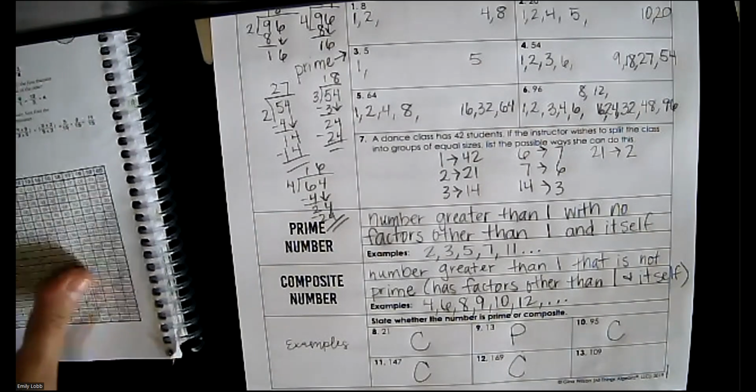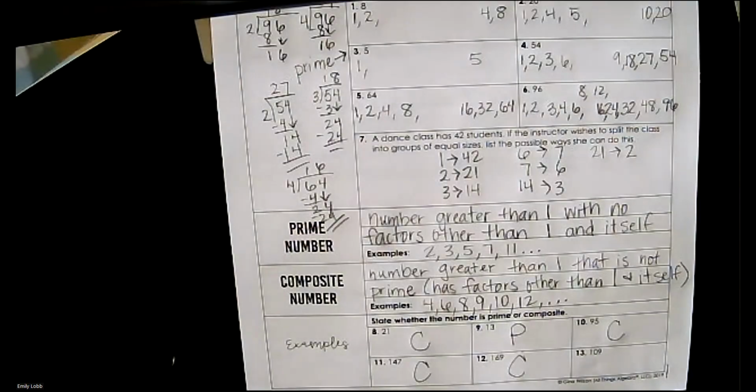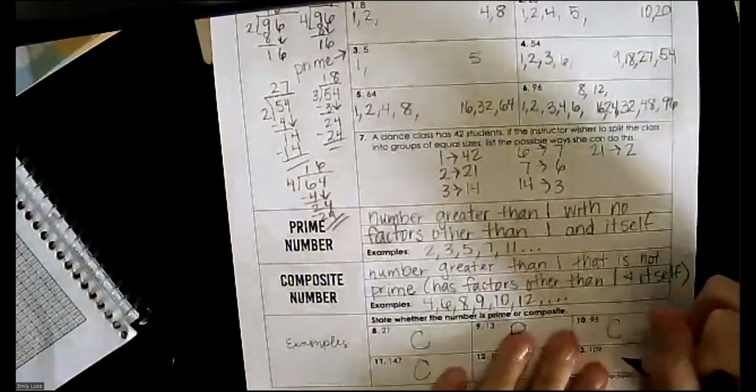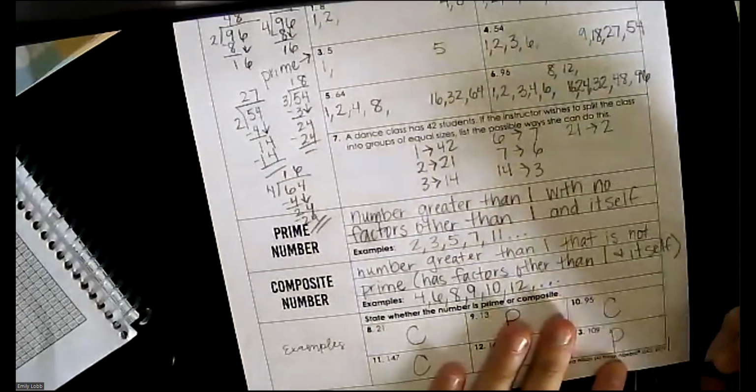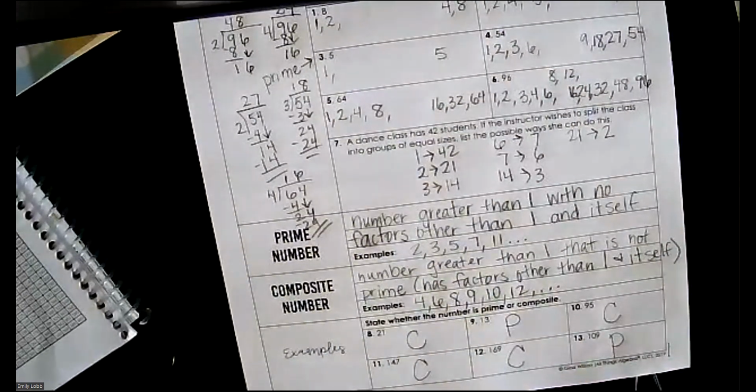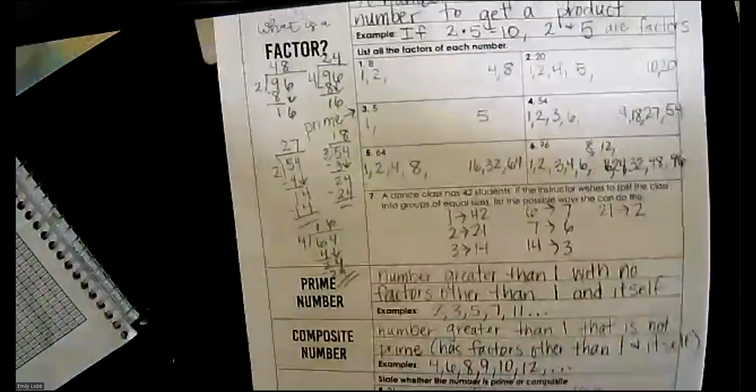What about 109? I'm looking at 109. It should be on my table if it is composite, but I do not see it anywhere. So I'm going to say this is prime. All right, questions about prime and composite? All right, let's do a little practice.